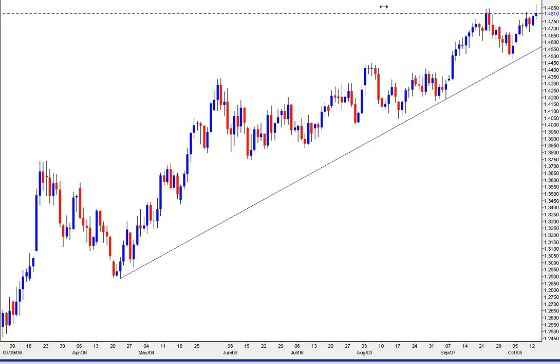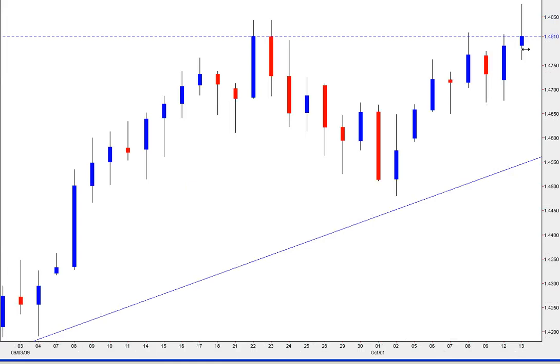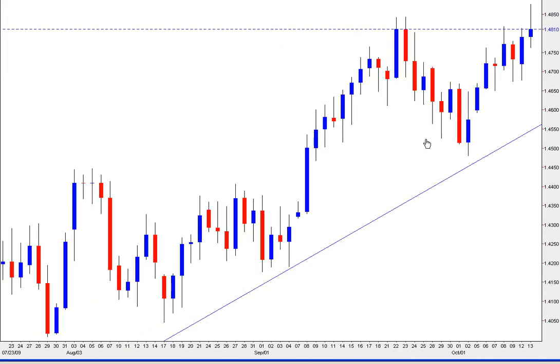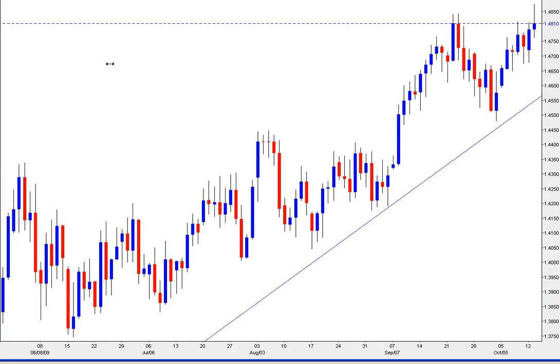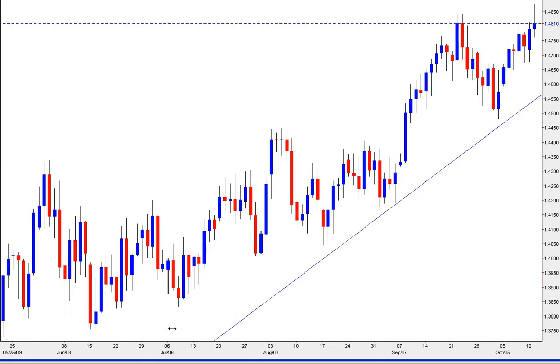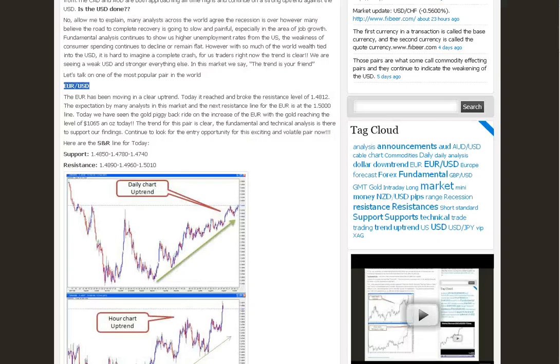But when we take a look at the euro, we have to take a look at the gold, and the gold today is reaching 1,068. If we look at the chart here on an hourly or daily standpoint and compare it to the gold, you'll see almost identical movement between the euro and the gold.